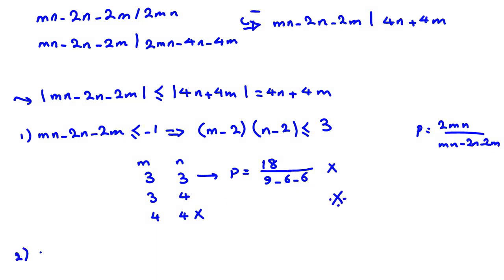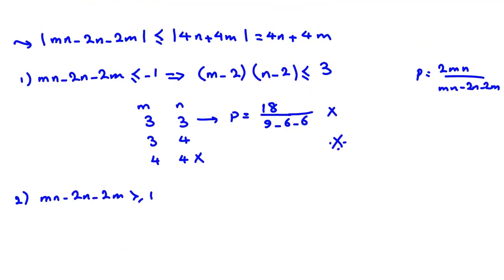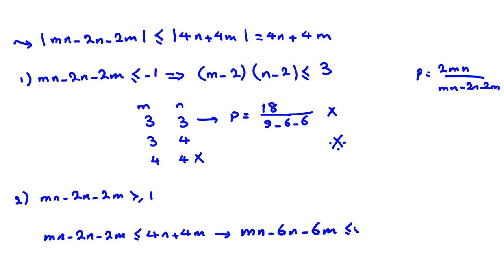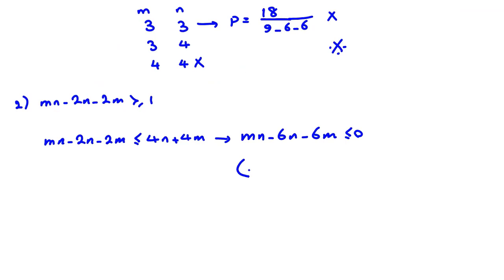So we have case 2. mn minus 2n minus 2m, and because it is a denominator, it is at least 1, we know. Because p is positive, it cannot be 0 because it is in the denominator. So let's write this. mn minus 2n minus 2m is less than or equal to 4m minus 4, 4n plus 4m. So we can write mn minus 6n minus 6m is less than or equal to 0. Okay? So we can use factorization. Again, SFFT, less than or equal to what? 36. Okay? So let's consider the cases.